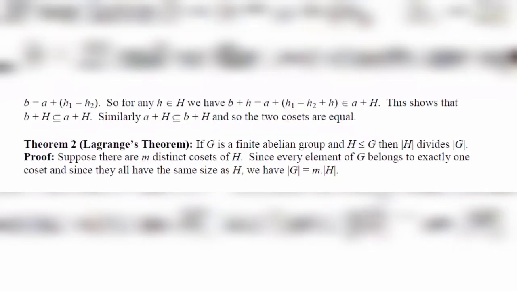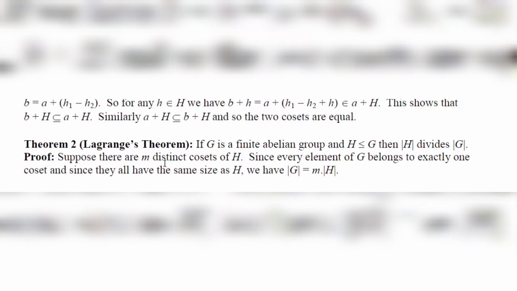Here you can see theorem number 2, which is Lagrange's theorem, on your screen. What it says: if G is a finite abelian group and H is less than or equal to G, then the order of H divides the order of G. Here is the proof.